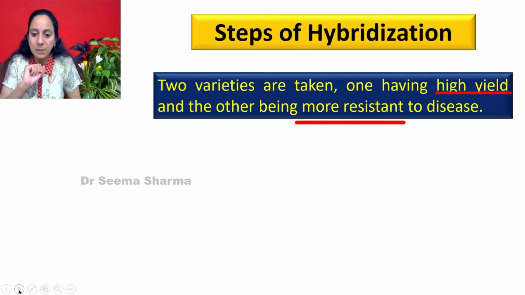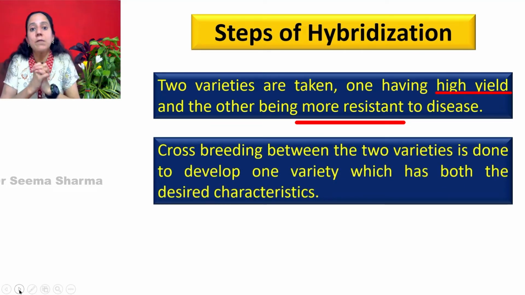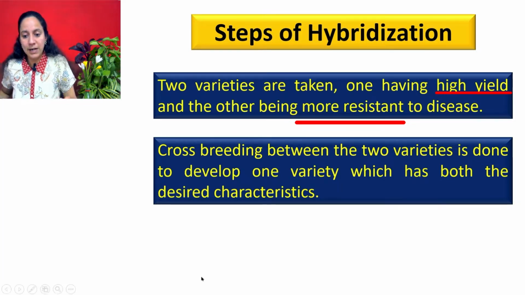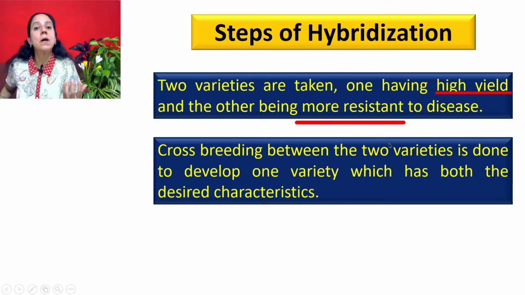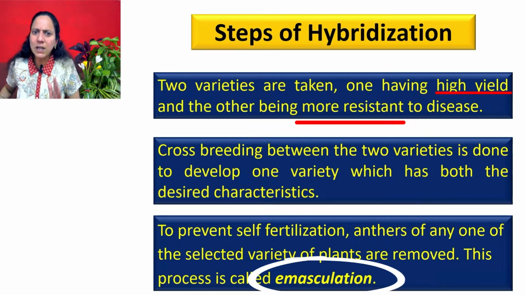So these are two parent plants. The second step is that there will be cross breeding between these two varieties to develop one variety which has desirable characters of both the parents. Means the new variety should be high yielding and should have disease resistance. Next thing is, for cross breeding, plant breeders are preventing self-fertilization, and this process is called emasculation, and this plays a very important role in the development of cross breeds or new varieties.